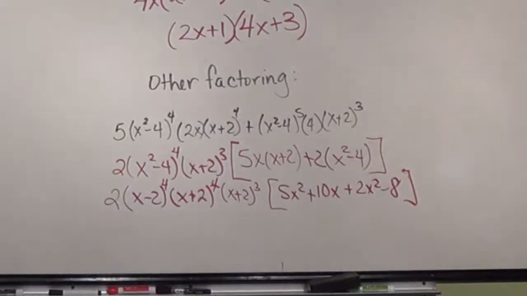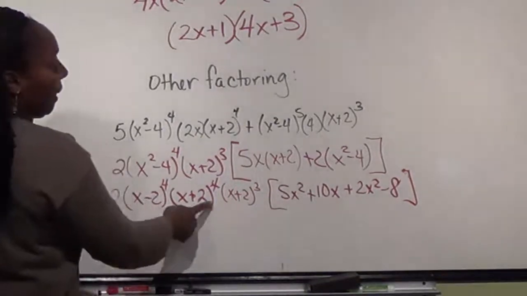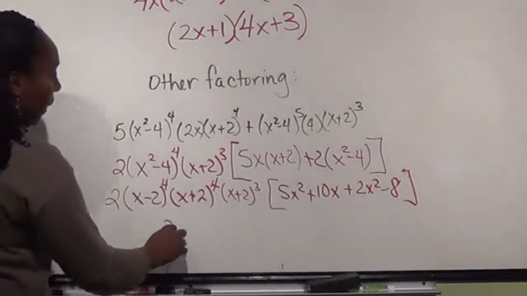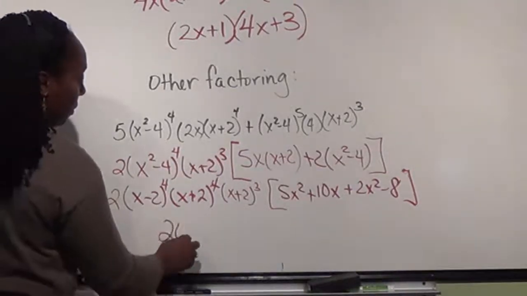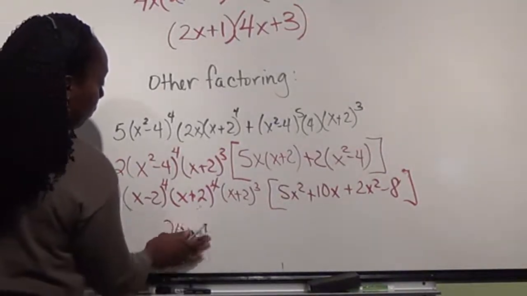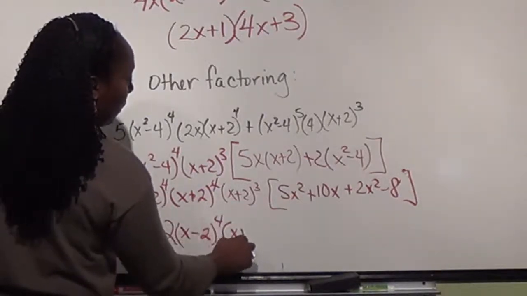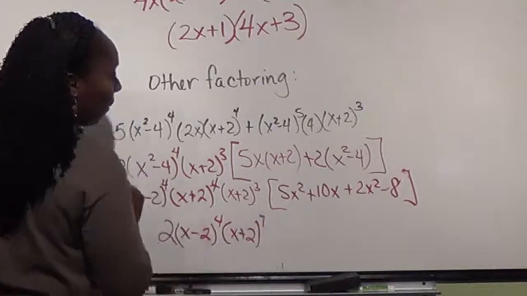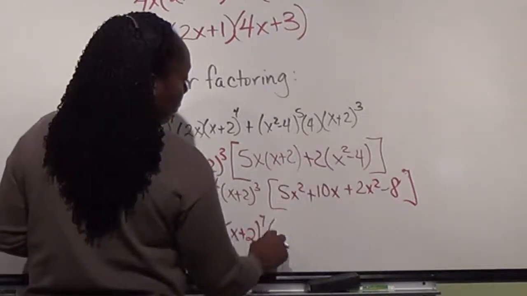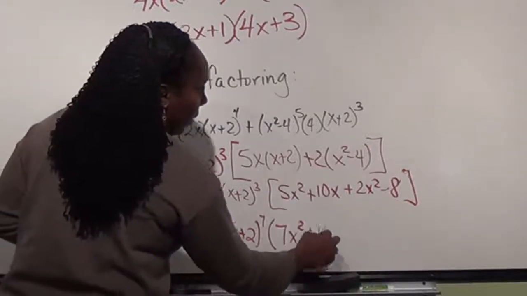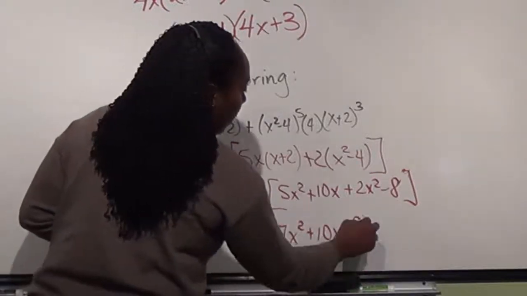Okay. And I'm not quite done. I can clean up a little more in that bracket. But also, I have like bases, different exponents. I'm multiplying those together so I can add those exponents. So we'll have an x minus 2 to the 4th, and x plus 2 to the 7th, and inside that grouping symbol there, I'll have 7x squared plus 10x minus 8.